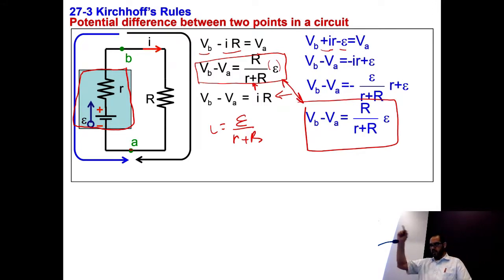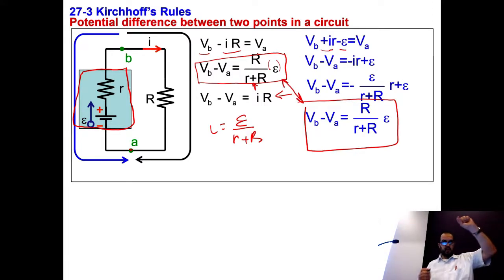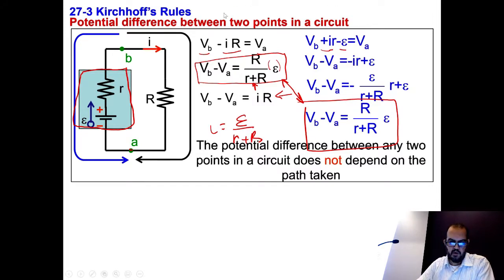So it doesn't matter which direction I go. If I want to determine the potential difference between two points in a circuit, I choose any direction from one point to another, and I write the equation. I start at VA, go through the potential differences until I reach that point, and set this equal to the voltage at that point. Then I can rearrange the terms and get the potential difference between those two points. Any direction will do. The potential difference between any two points in a circuit does not depend on the path taken, so it should give you the same result.